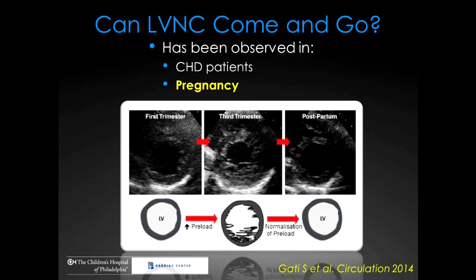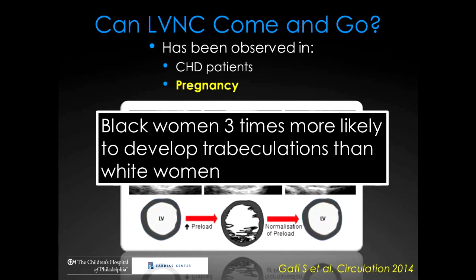You can see that in this particular example, in the first trimester, this patient did not have any evidence of trabeculations, but went on to develop significant trabeculations by the third trimester, which completely resolved in the postpartum period. This is presumed to be related to the volume load associated with pregnancy. And Black women were 3 times more likely to develop these trabeculations than white women.